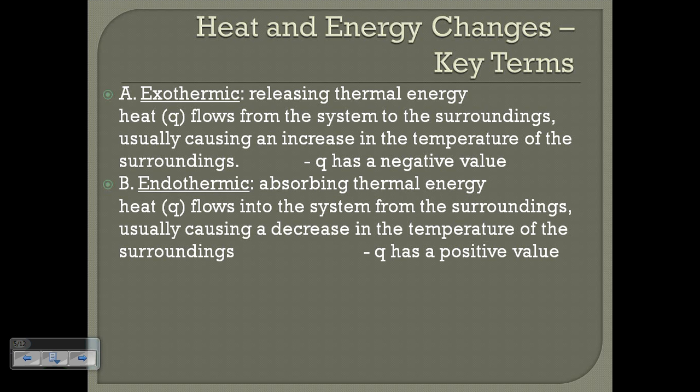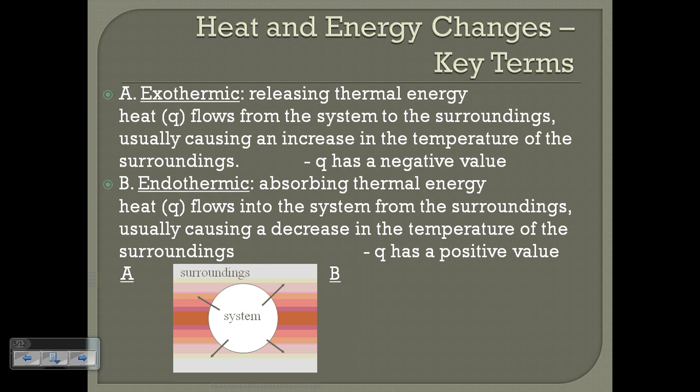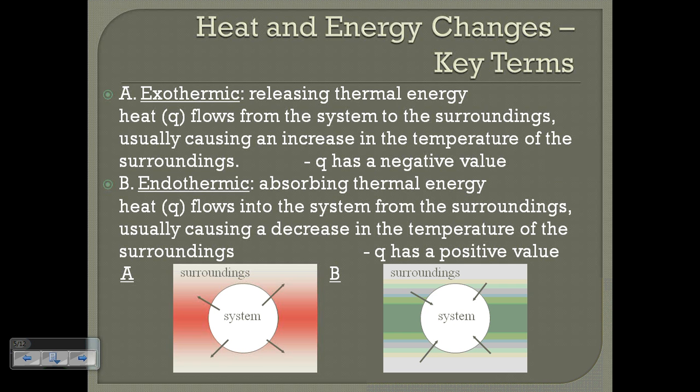So we say that Q has a positive value because we're adding it in to the system. Here are two diagrams just to help you understand what's going on. In A, this is an exothermic reaction. Energy is being released to the surroundings, and the surroundings is basically what we can feel and what we can measure. When heat is being lost to the surroundings, it's an exothermic reaction, and your Q is negative because you're losing it.